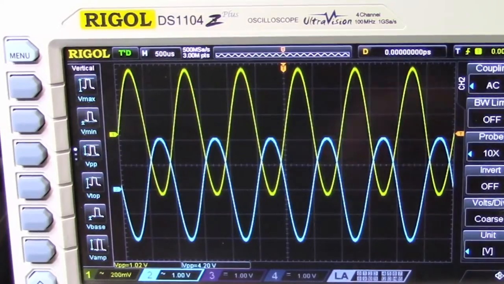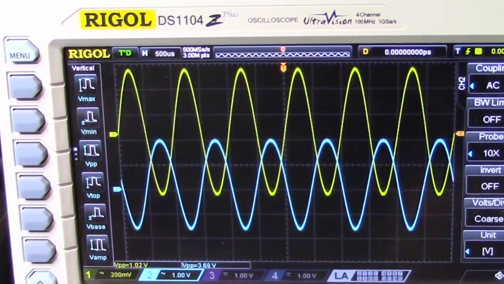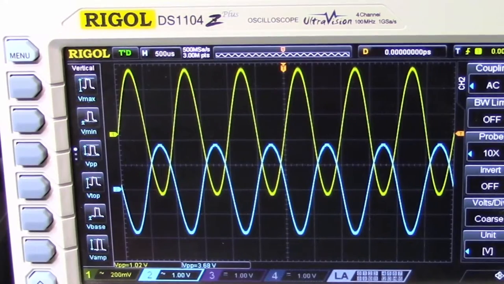And swap it out with one more and give that one a moment to settle in. It looks like the gain for this one is going to be slightly lower, but still very close to the 4. And there we have it. This one has a gain of 3.7, a little bit lower, but well within the spec. So you can see we had really pretty good stability. The biggest variation we had in gain was less than 0.3.